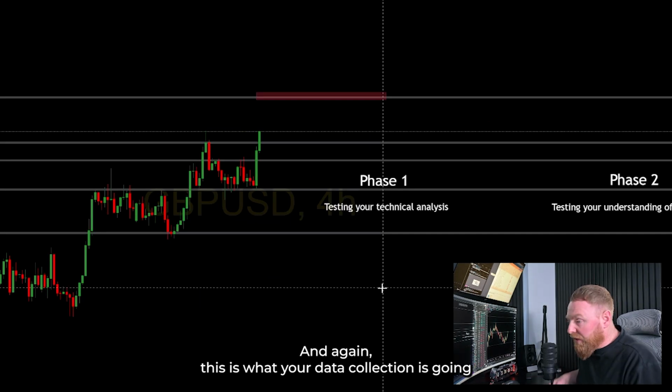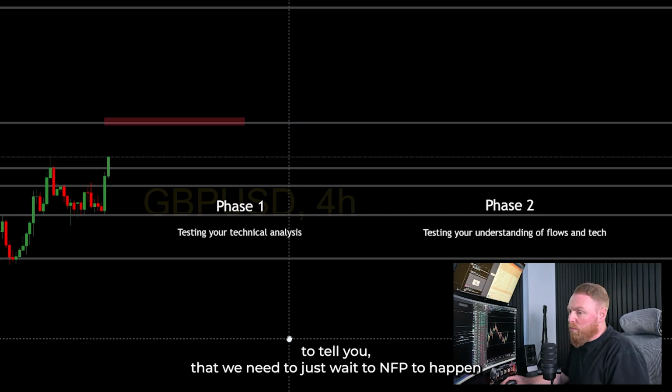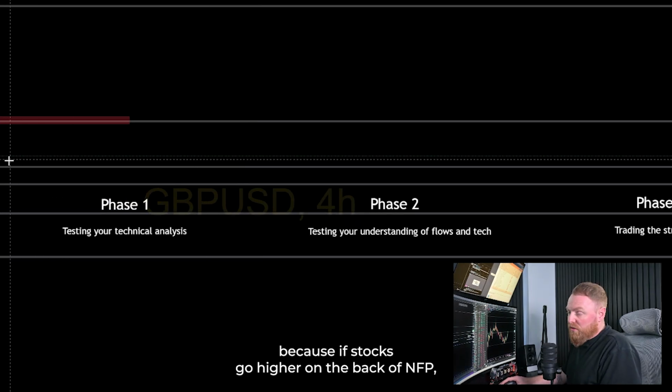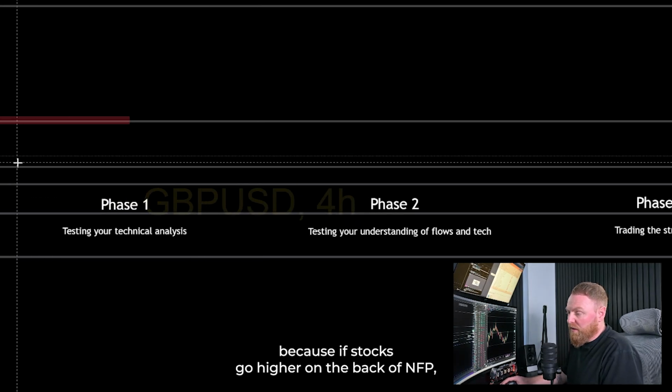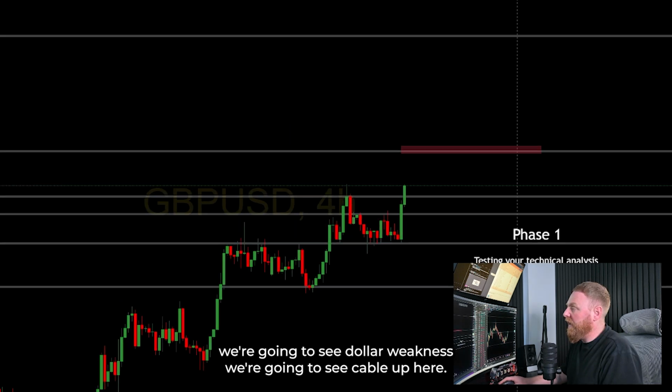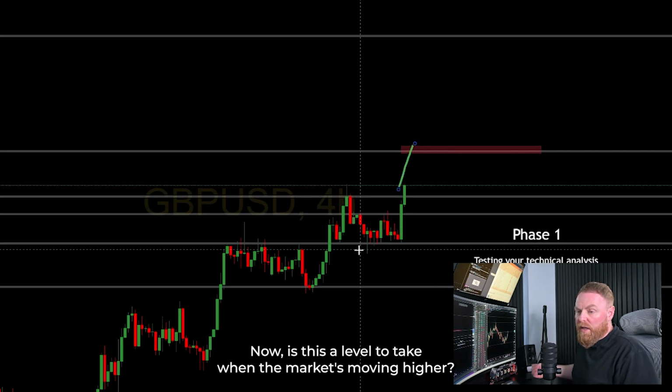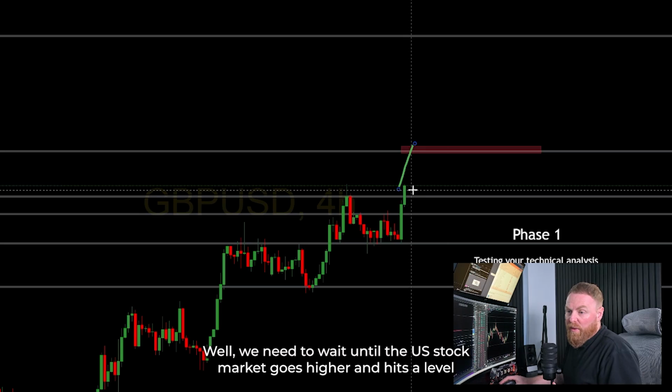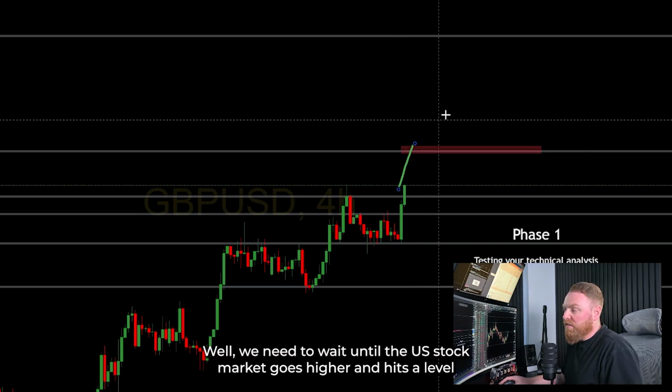And again, this is what your data collection is going to tell you, that we need to just wait for NFP to happen, because if stocks go higher on the back of NFP, we're going to see dollar weakness and we're going to see cable up here. Now, is this a level to take when the market's moving higher? Well, we need to wait until the US stock market goes higher and hits a level.